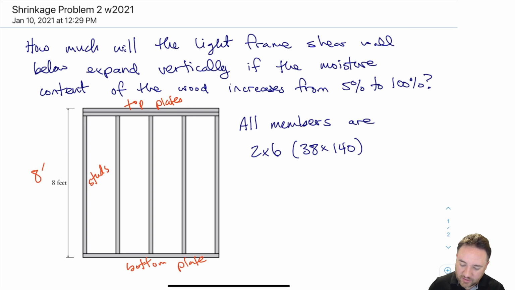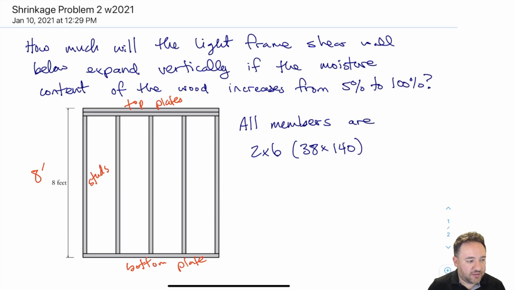We want to know how much this light frame shear wall is going to expand vertically if the moisture content increases from 5% to 100%. Let's say wherever this is, it happened to get really wet. Maybe I had a failure of my rain screen, the envelope has failed, a lot of water has come in, and the moisture content has gone up to 100%. So what I want to know is what is going to happen.